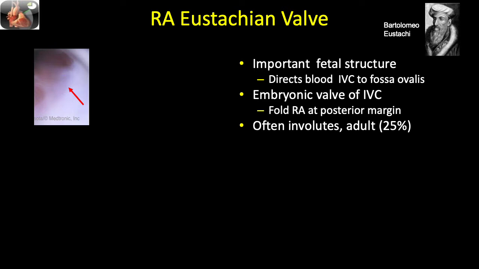The eustachian valve is a remnant of the embryonic valve of the IVC, which directs oxygen-rich vena cava flow towards the interatrial septum and left atrium in the fetal heart. It is a crescentic-shaped fold of variable size in the posterior margin of the IVC. It occurs in 25% of patients. It is named after Bartholomew Eustachius, an Italian anatomist who also described the eustachian valve in the ear.